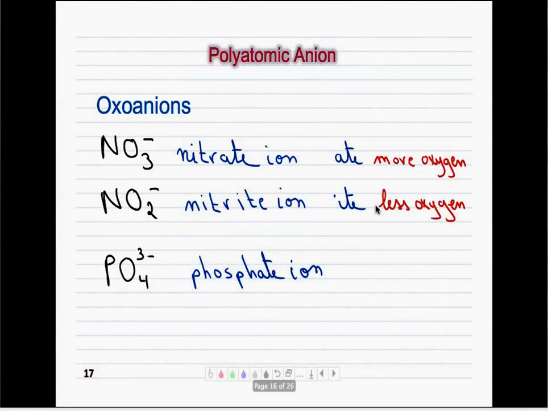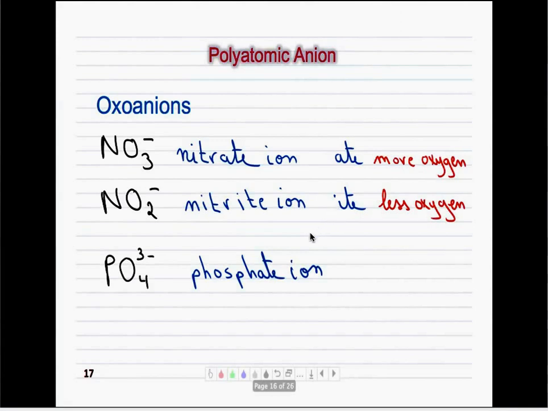Now I'm just going to give you some clues. My apologies. For example, NO3 minus is called the nitrate ion. NO2 minus is nitrite. So usually whenever we have both of them, they have nitrogen. One has one more oxygen than the other. When it has more oxygen, we usually use the ate. When it is less, we use the ite. Definitely there are exceptions out there, but this is kind of the case.